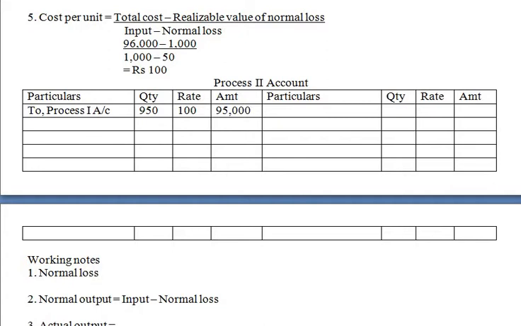Okay, now again whatever expenses they have given, take it on the debit side of process account. Next is to materials. Amount is 19,800. Next is to wages.